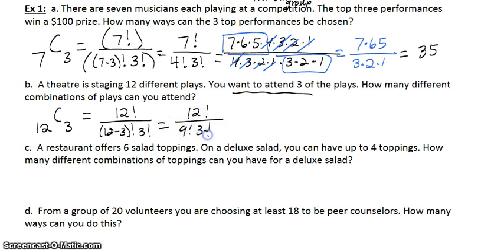So if I was going to type this into my calculator, don't forget to use your parentheses. Make sure you get the correct answer. Go ahead and try typing it in. Pause if needed. You should end up with 220 for your answer. Again, write down questions if you have them.